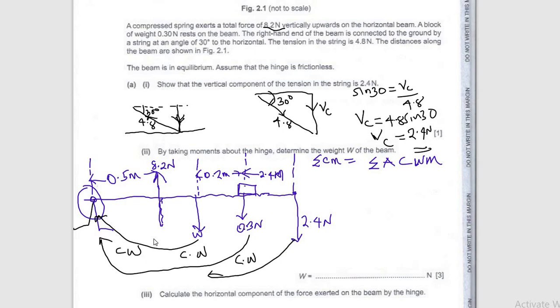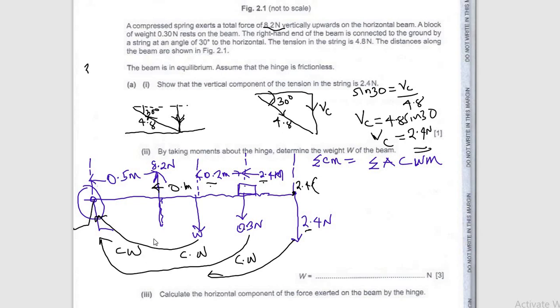So the clockwise moment, what's the moment? Force times perpendicular distance. If I take this 2.4 Newton, multiply by its perpendicular distance from the hinge, you have to take the distance from this 2.4 to the hinge. 2.4 plus 0.2, that's 2.6. What's the distance between this weight and the string? It's some 0.1. So if you calculate, 0.2 plus 0.1 is 0.3.